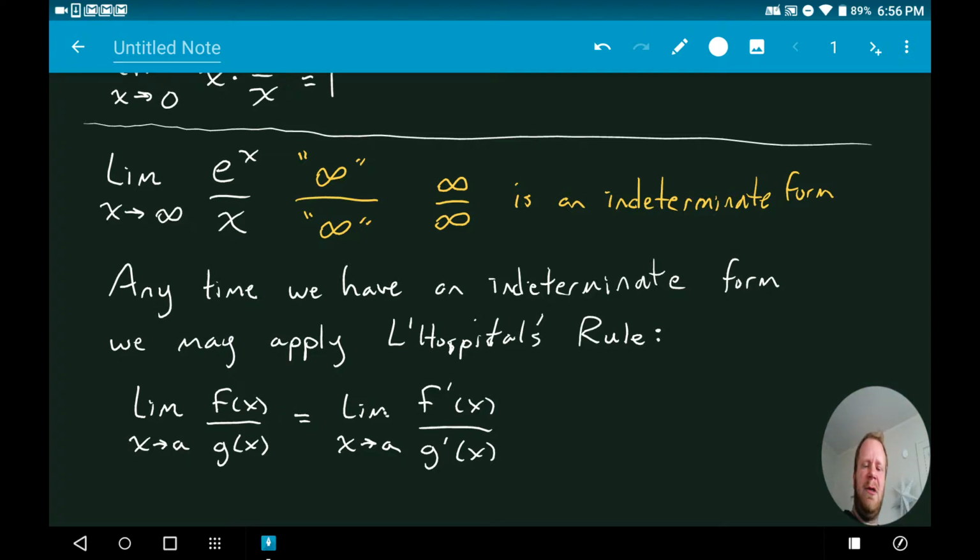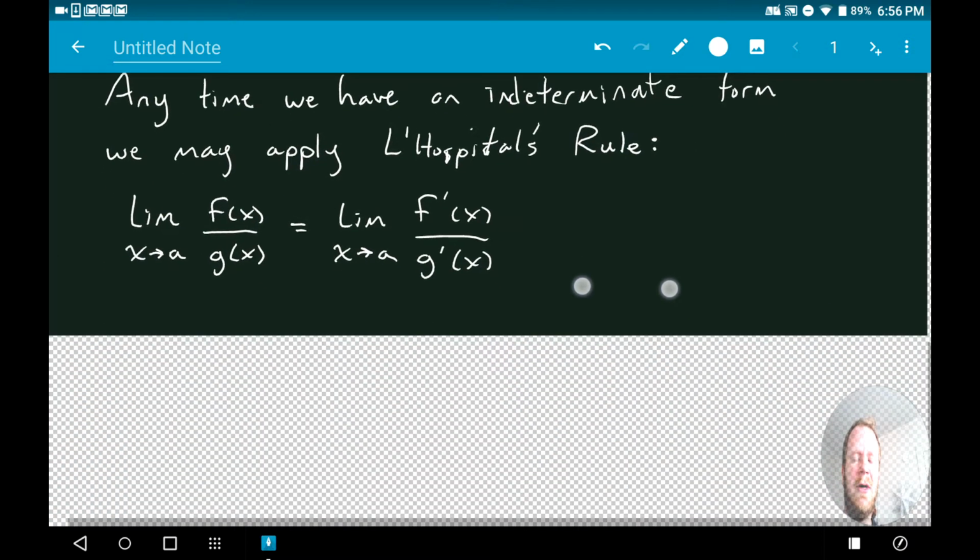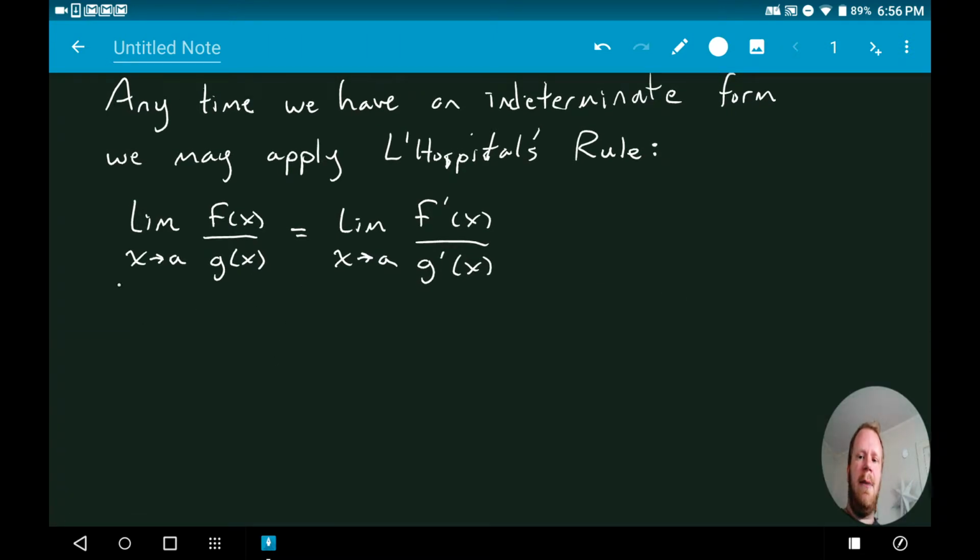So what this is saying, in this prime notation, is just take the derivative. Here we're going to take the derivative of the top part and the derivative of the bottom part, and whatever that result is going to be the same limit as this piece here. So let's try that out. But again, importantly, we need to have an indeterminate form. We can't just do this anytime we have a limit. So let's look at our example that we had.